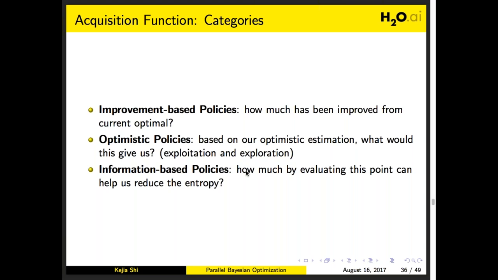The first one, improvement-based policies: how much is going to be improved from the current optimal value? And you could calculate its probability or calculate its expectations. And the second one, optimistic policy, is based on your optimistic estimation. What would this evaluation give us? Quantitatively, it's when you have its mean value and you add your estimated upper bound of that confidence interval. And the third one is information-based policy, which means how much evaluating at this point helps us reduce the entropy.